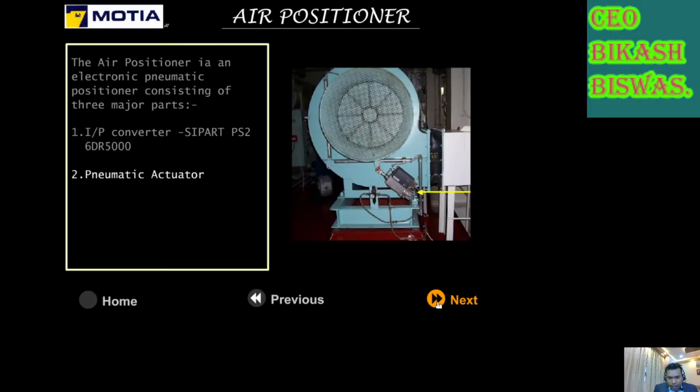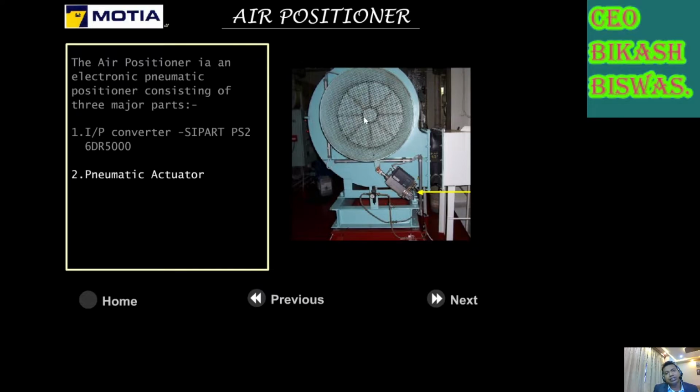Next, pneumatic actuator. There is a pneumatic actuator which is controlling the vanes for the FD fan. There is an FD fan, as you know. So this FD fan is providing air to the furnace. There are some vanes at the inlet side. So this is the FD fan. This is the volute casing of the FD fan. Inside this, the impeller is there, and this is the inlet.